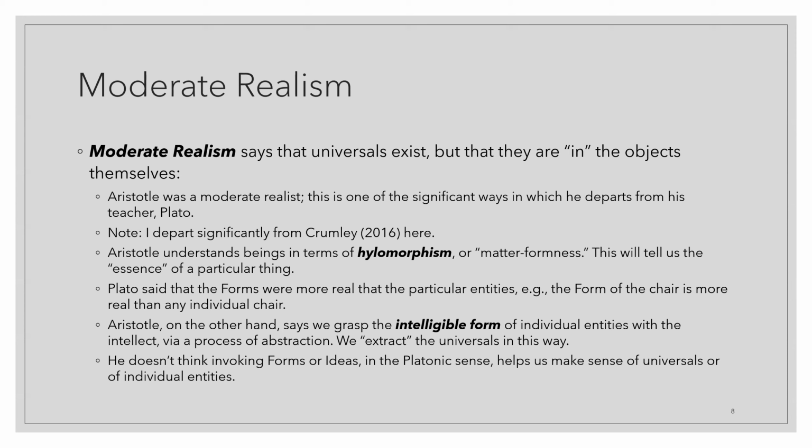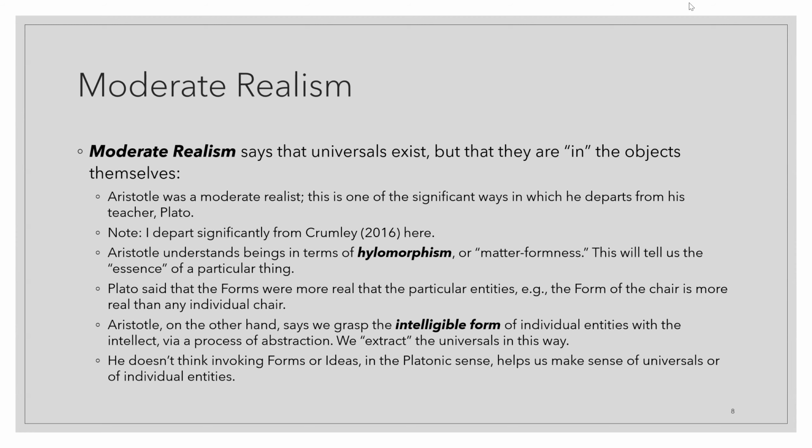And by the way, we grasp the form of various objects with the intellect, not with the senses. So, yes, Aristotle is often counted as an empiricist. And eventually, when we first encounter different things in the world, we become aware of them with the senses. So, yes, that's true. But via a process of abstraction, we grasp the essence or the intelligible form of individual entities. It's as if we extract the universals.